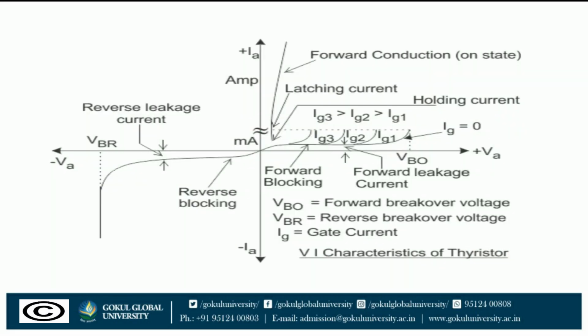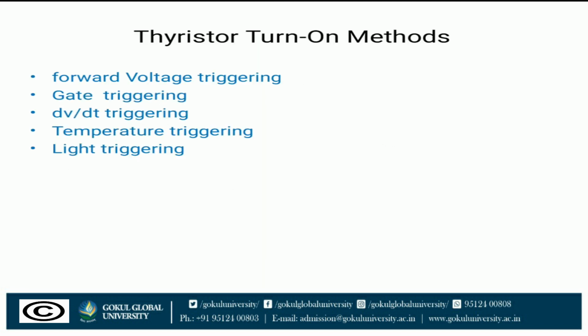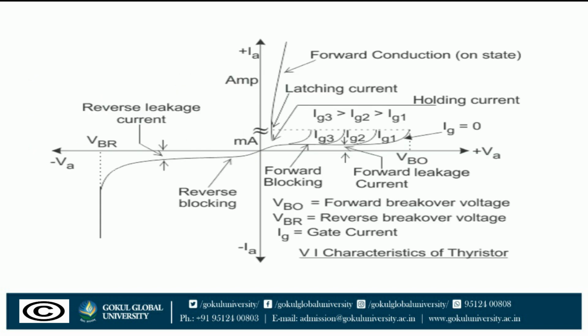These concepts can be more easily understood by the turning on methods of a thyristor. If the anode is positive with respect to the cathode, a thyristor can be turned on by any of the following techniques. Forward voltage triggering, gate triggering, dV by dt triggering, temperature triggering and light triggering are the different methods. Consider this diagram again, the characteristic again. Forward voltage triggering.